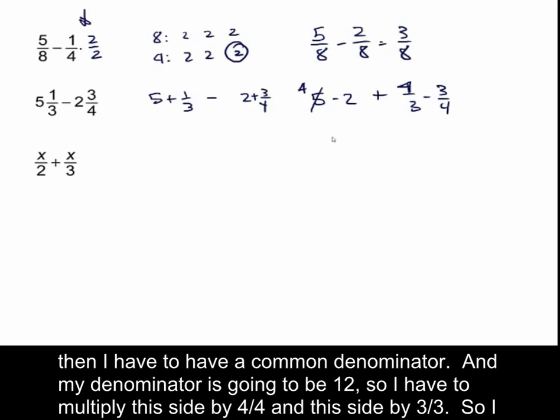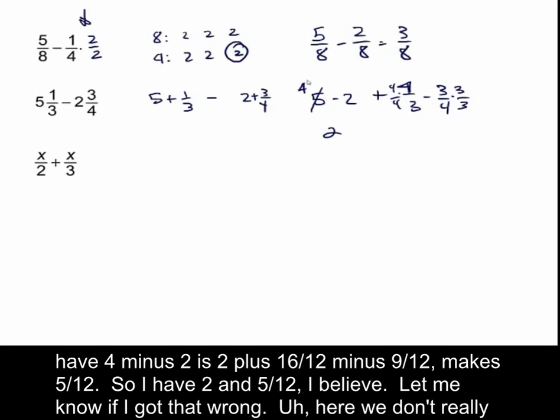But then I have to have a common denominator, and my denominator is going to be 12. So I have to multiply this side by 4/4 and this side by 3/3. So I have 4 minus 2 is 2 plus 16/12 minus 9/12 makes 5/12. So I have 2 and 5/12, I believe. Let me know if I got that wrong.